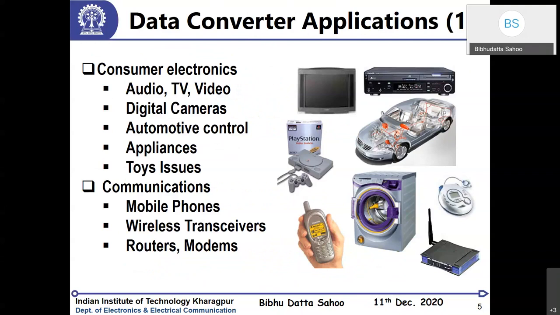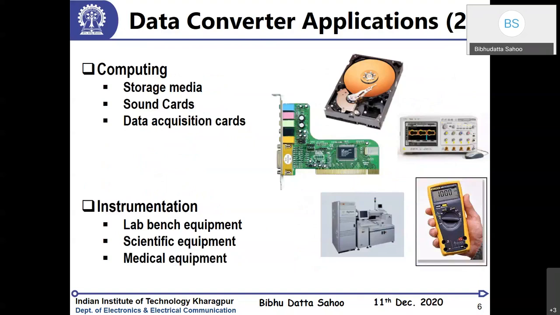Now communications: you have mobile phones, wireless routers, modems, and everything has data converters in there. Computing means your hard disk, your sound cards, data acquisition cards like oscilloscopes, instrumentation, multimeters, or any kind of fabrication instrument, scientific equipment, medical equipment. They all have data converters in them.